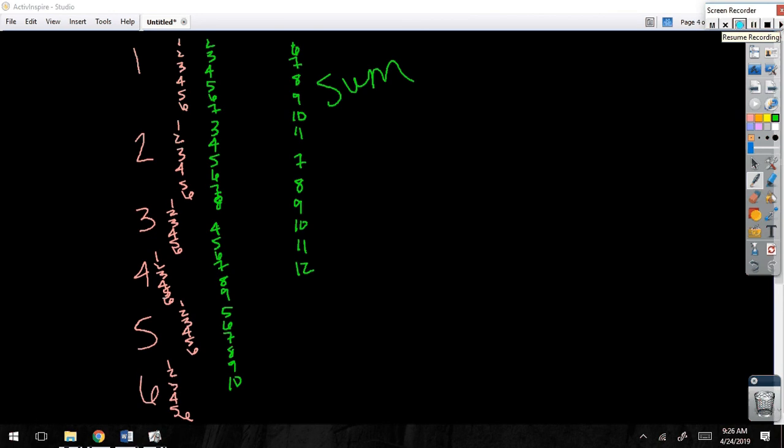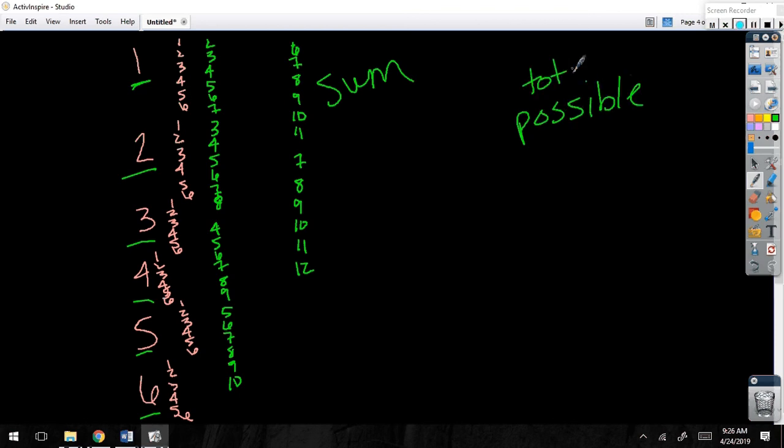Yes, there's 36. There's 6 outcomes per each big pink number, and 6 times 6 is 36, right? Okay, so there's 36 possibilities. So my total possible is going to be 36. That's going to be my denominator of my fraction each time. So now the question is, let's fill in the table.